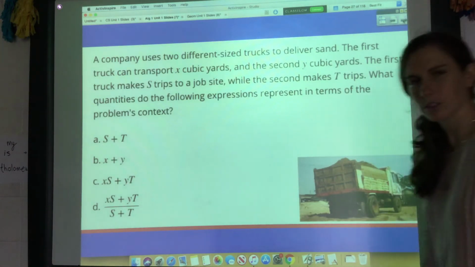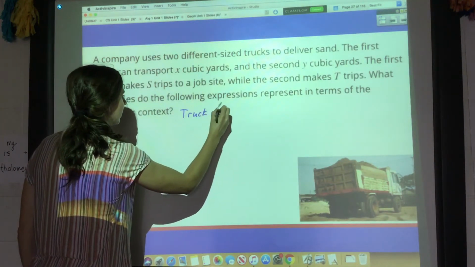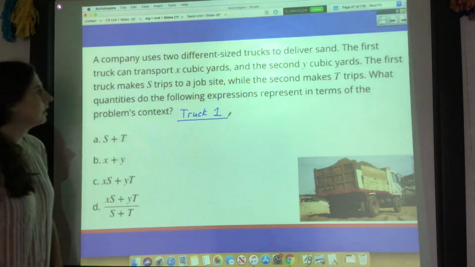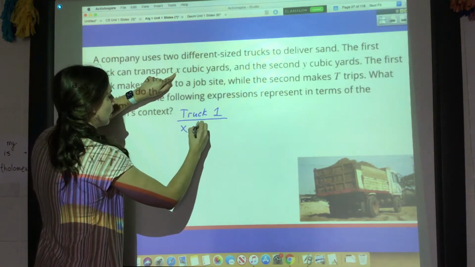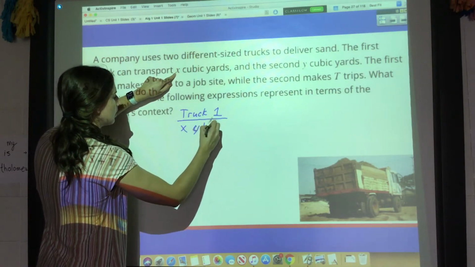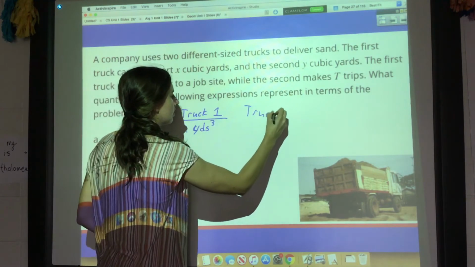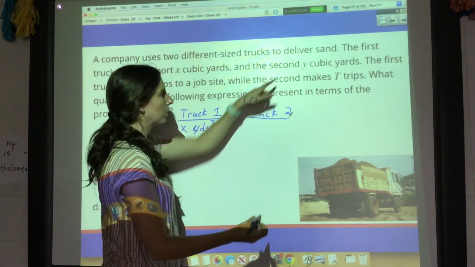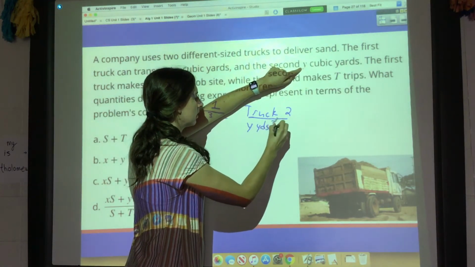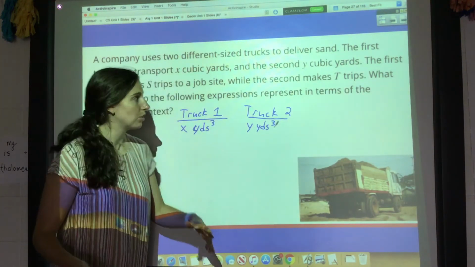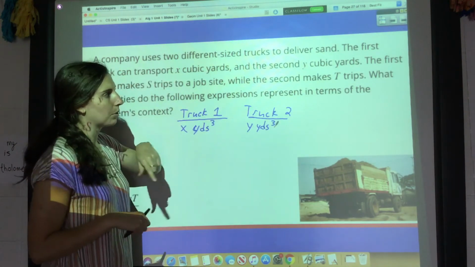I'm going to make some notes of what's happening here. So this is truck 1. It says it can transport X yards cubed, or cubic yards. The second truck can transport Y cubic yards. So instead of numbers, it's just giving us variables, and that's okay. It's just standing in place of the numbers that we might have.